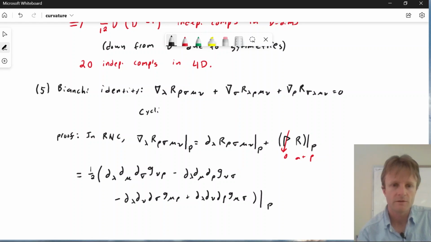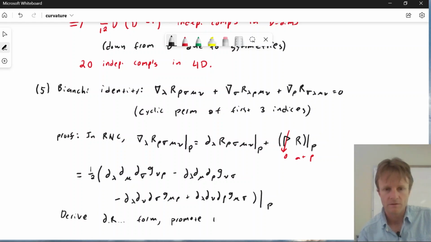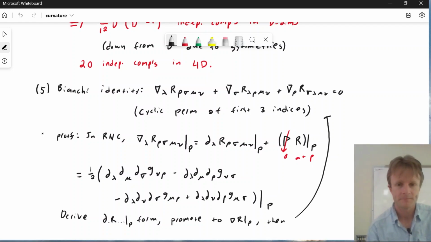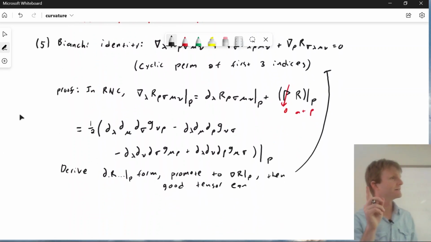So first of all, this is cyclic permutation on the first three indices. And then you derive the covariant derivative form, the coordinate derivative form, and promote to covariant R. They're equal at the point P, in Riemann normal coordinates, and then you've got it because you have a tensor equation. So that's our Bianchi identity, which is more exciting than you think.